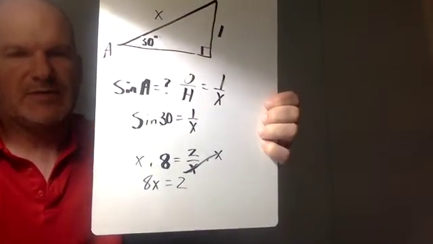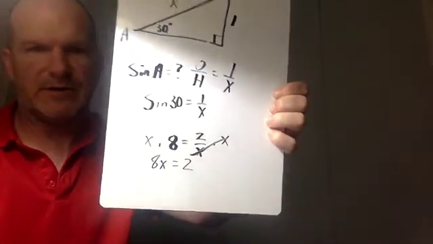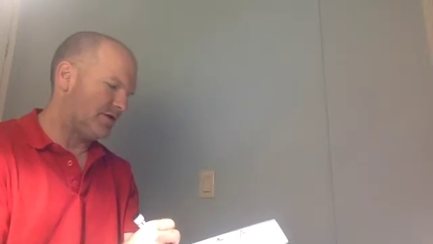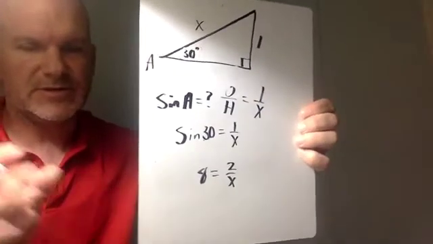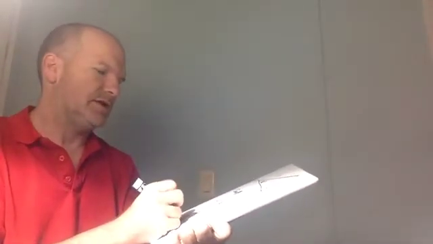All right, multiplying by X on each side of the equation is kind of the technical way to do it. Really, the way I like to explain it is just get that X out of the denominator by moving it to the numerator. And when you move it to the numerator, it has to go to the other side. Basically, you're moving X to the other side, and it's going into the numerator, so it becomes 8x equals 2.